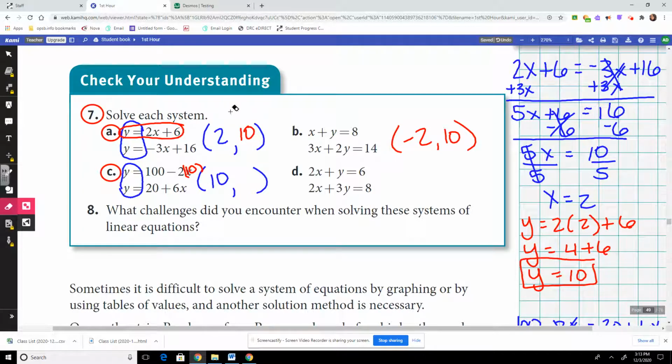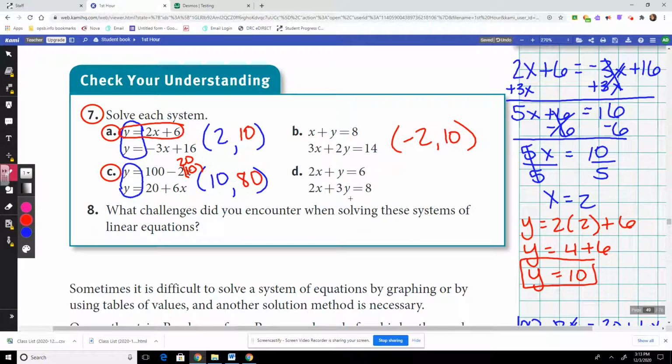Okay, 100 minus 20. Where's my pen at? 100 minus 20. What's 100 minus 20? 100 minus 20 is 80. The answer is 80. I looked at my book to verify my answer and I was wrong. I did it in my head and got 80, and then did 100 minus 80. But it's 100 minus 20, and 100 minus 20 is 80.